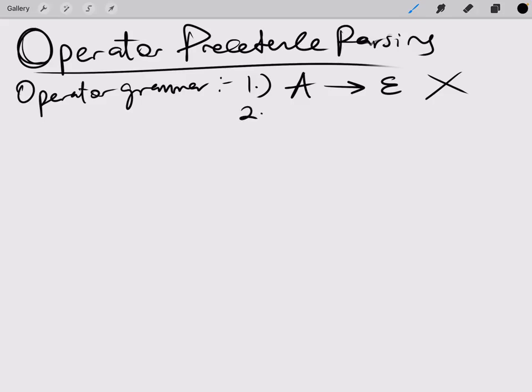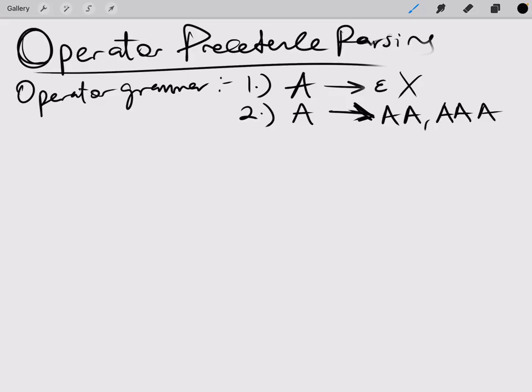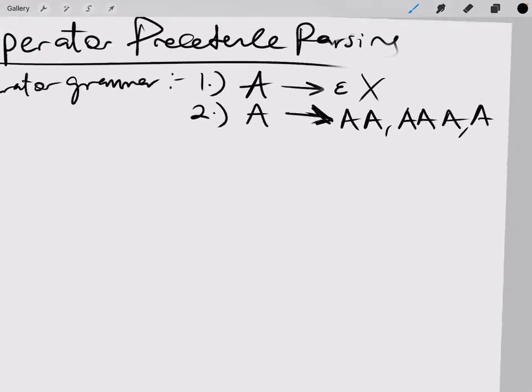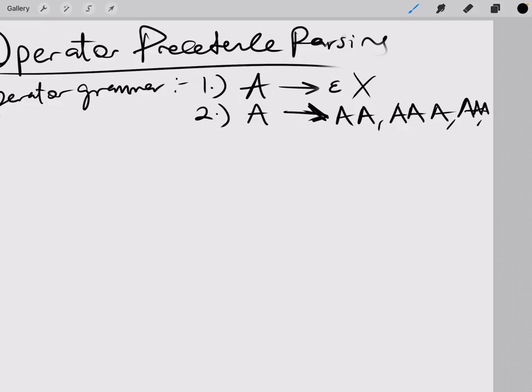The second condition is that we shouldn't have two adjacent non-terminals. I think this E is too big, let's make it small. It's wrong. We shouldn't have two adjacent non-terminals. It's worse when you have three adjacent non-terminals, and so on and so forth. These are not operator grammars.